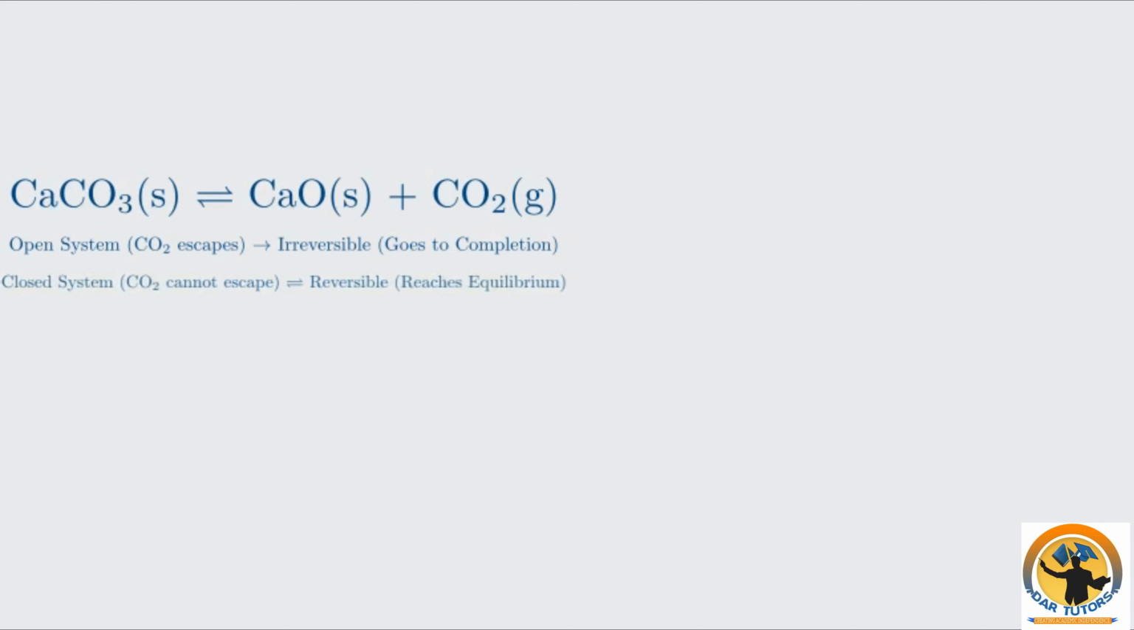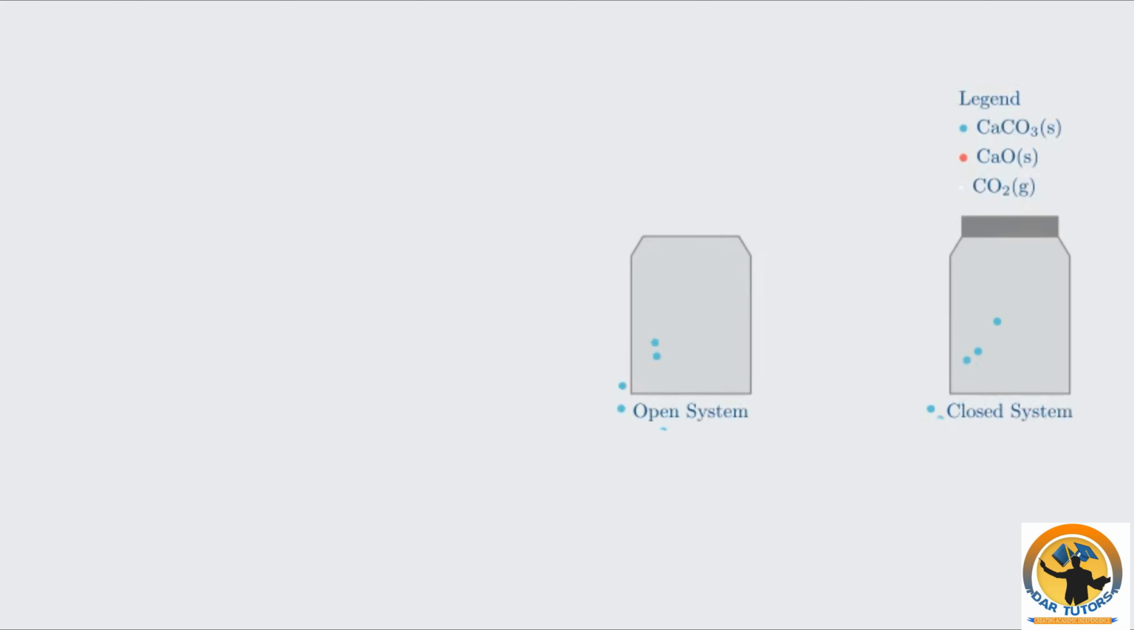However, if we heat calcium carbonate in a closed system, the CO2 gas is trapped. This allows the backward reaction to occur. In this closed system, a dynamic equilibrium is established where CaCO3, CaO, and CO2 all coexist in the container.